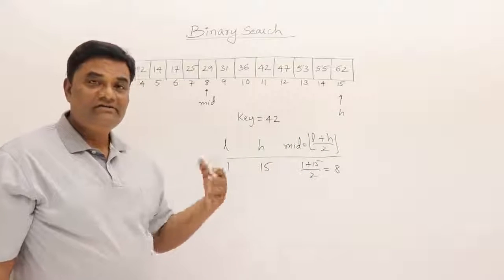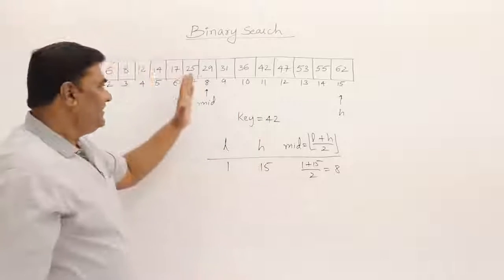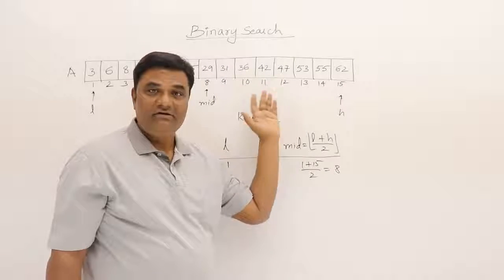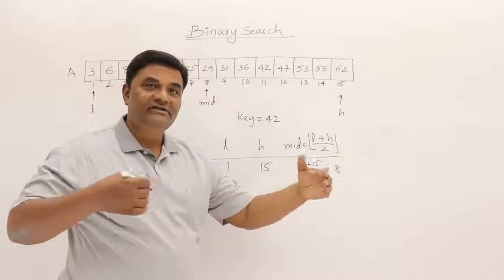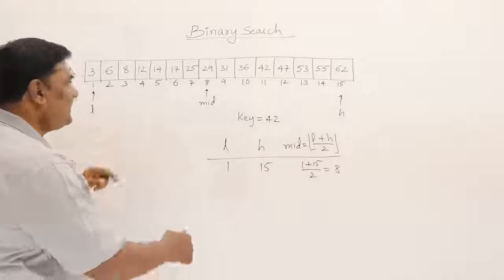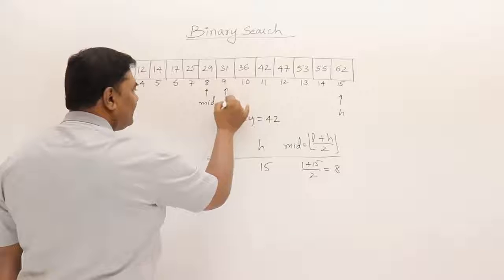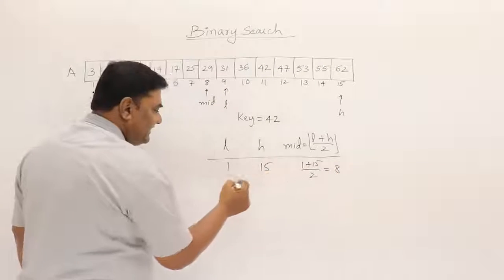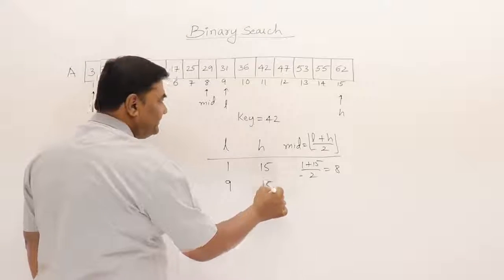How can we ensure that it's on the right hand side? Because the list is in sorted order. So we ignore this part of the list and we search for 42 in the second half of the list. Here we are dividing the list into two halves and we search in the second half. So we'll start from here until there. We will change low to mid plus 1. Mid is 8, so we'll bring low to 9 and high remains at 15 only.